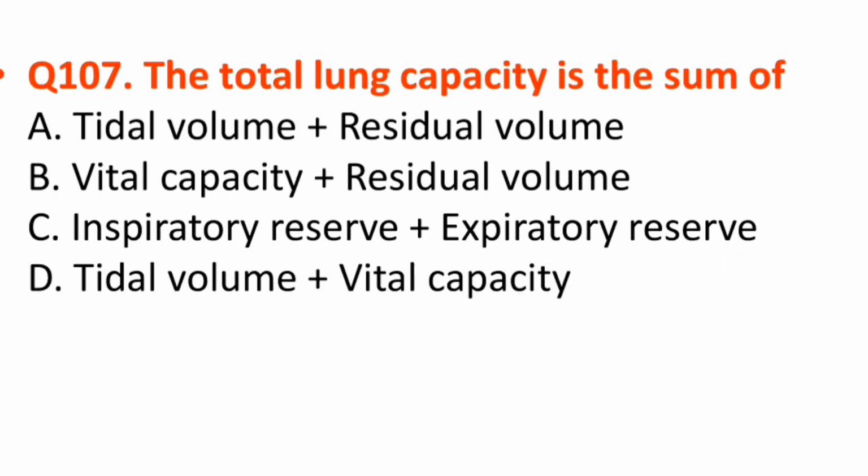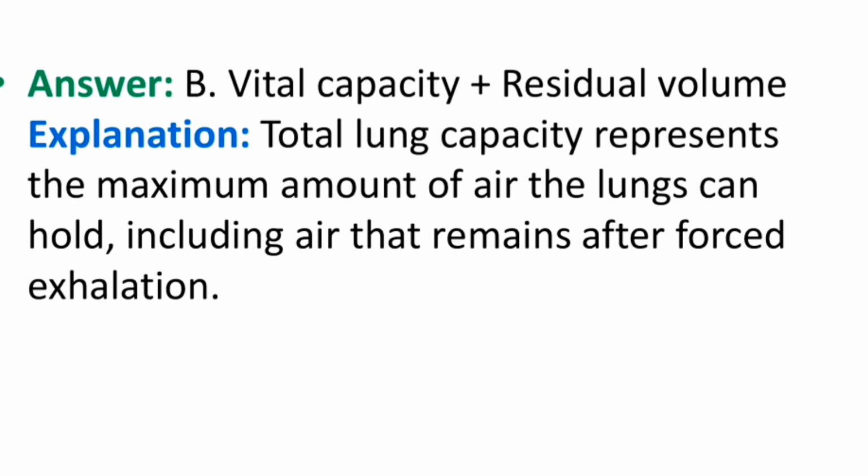The total lung capacity is the sum of option A tidal volume plus residual volume, option B vital capacity plus residual volume, option C inspiratory reserve and expiratory reserve, option D tidal volume plus vital capacity. The correct answer is option B vital capacity plus residual volume. Total lung capacity represents the maximum amount of air the lungs can hold, including air that remains after forced exhalation.